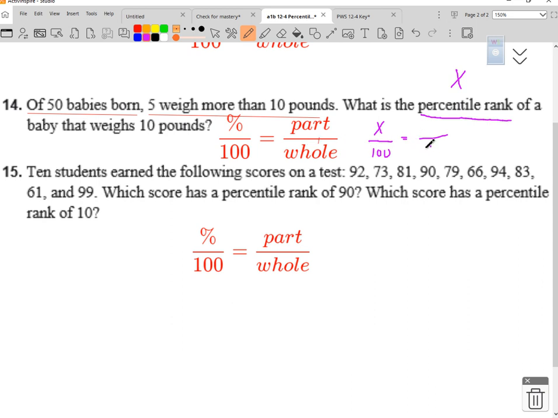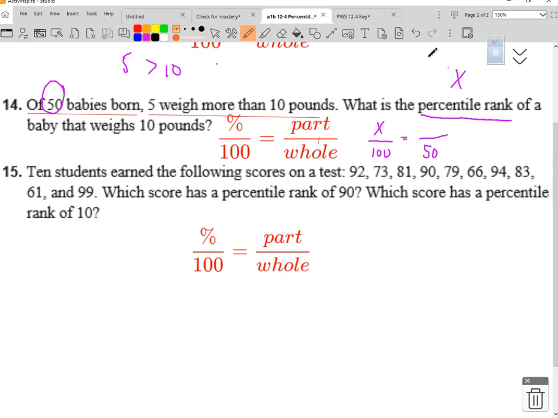50. So the thing that's confusing about these kind of problems is you got a lot of numbers in here, but number 10 is actually not really a number. It's actually a data set value, okay? So 5, 50, and our percentile are going to be numerical. But we're looking at here, it says, of these 50 babies, 5 were more than 10 pounds. So how many were 10 pounds or less?